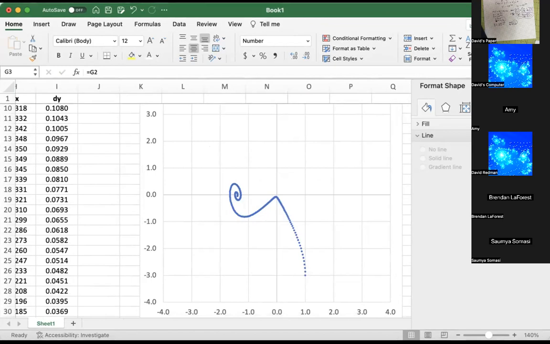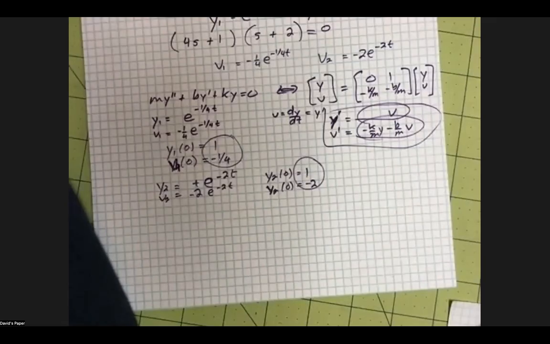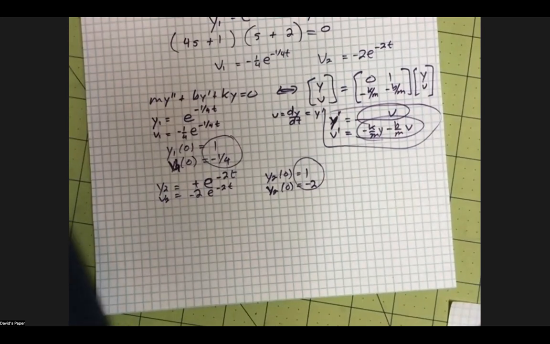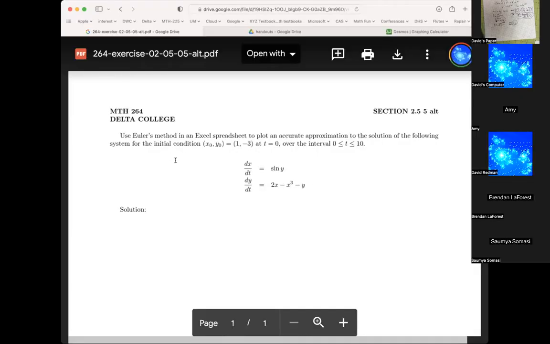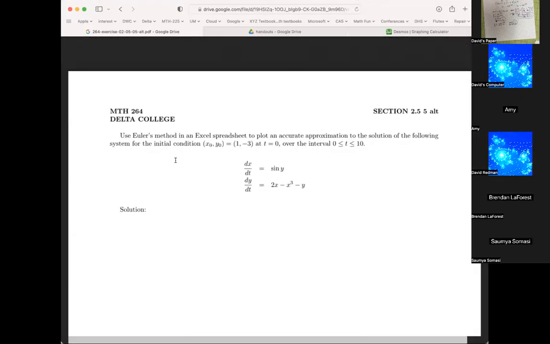Sorry for using up this hour, but this is not bad because you're going to need to know how to do this. We're going to take a break in a second. Okay, so the problem was, let me go back to sharing this and we'll take a break. The problem was, use Euler's method in an Excel spreadsheet to plot an accurate approximation of the solution of the following system, 10 seconds. Maybe I didn't reach 10 seconds. I don't know. I'd have to go back and check. But I think we gave you an idea of how to create this Excel spreadsheet.